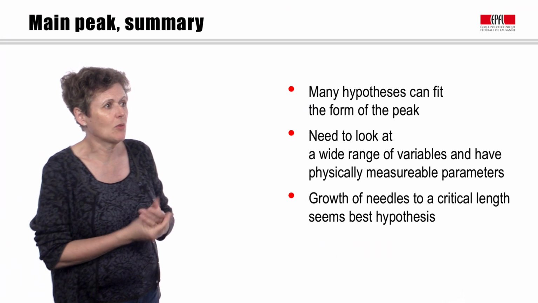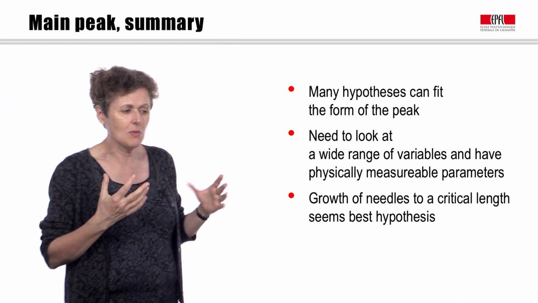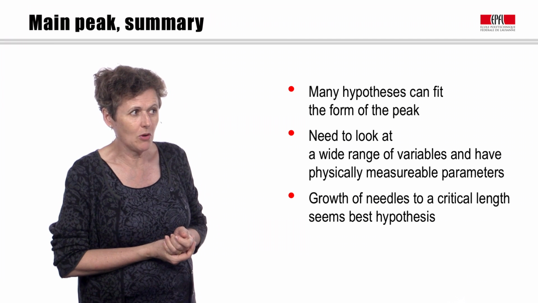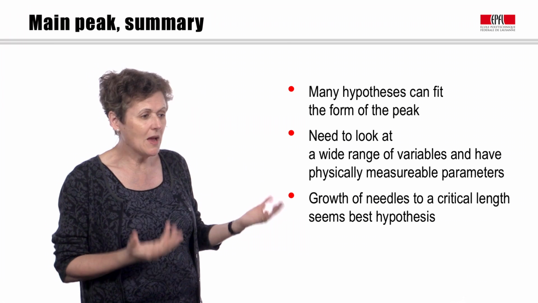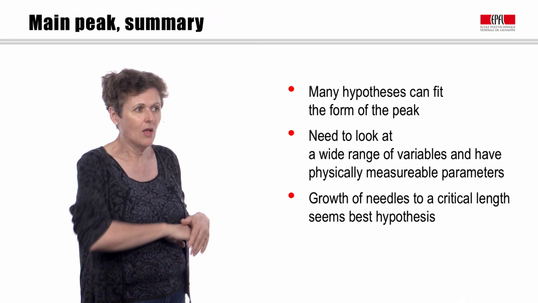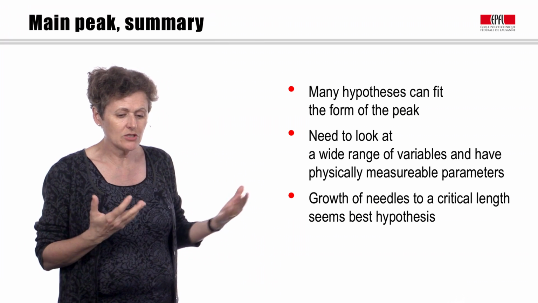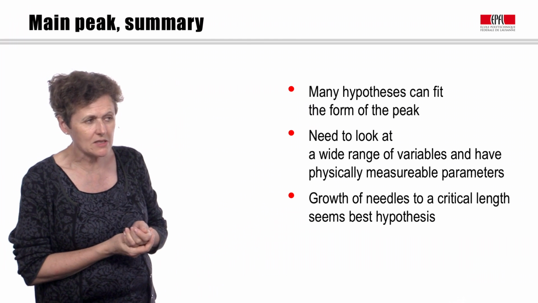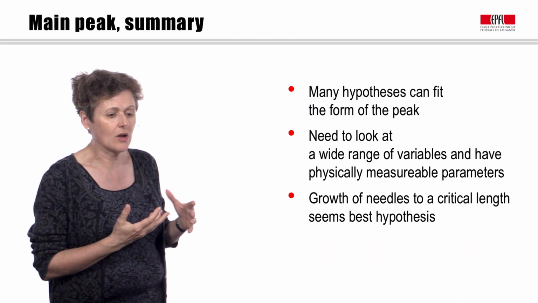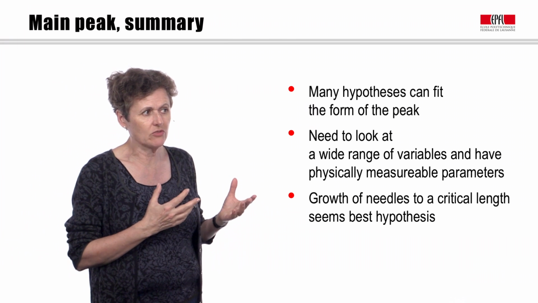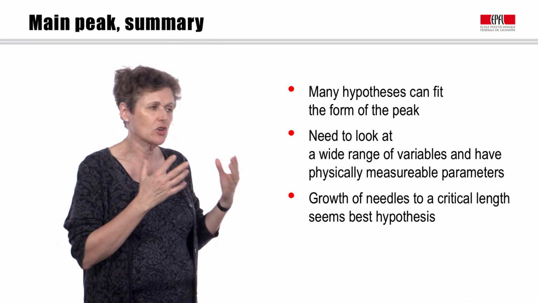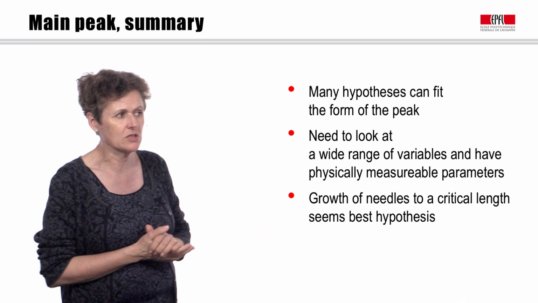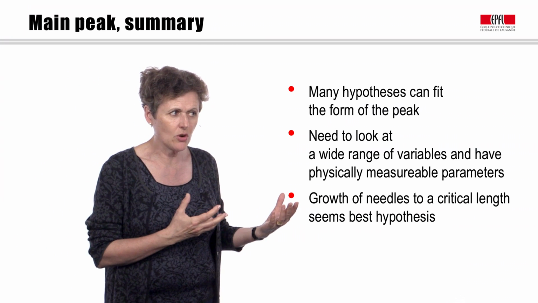So let's come to the summary on this main peak. The first and foremost thing is that just because you can do a curve fitting, that doesn't mean the hypothesis is right. You can take many equations that have this simple form of a peak, and they look right. If you're going to differentiate between these different hypotheses, you need to look at hydration with a wide range of variables. You need to vary water-cement ratio, particle size distribution, look at the dopants. All these different things are really important to give you the range to test your hypothesis.